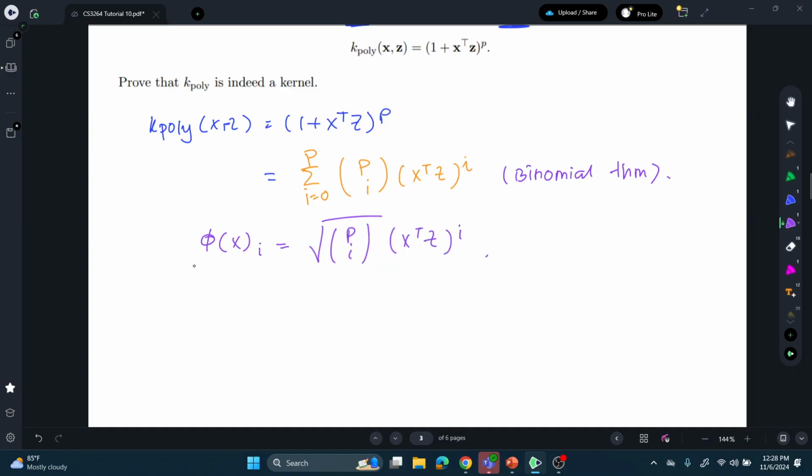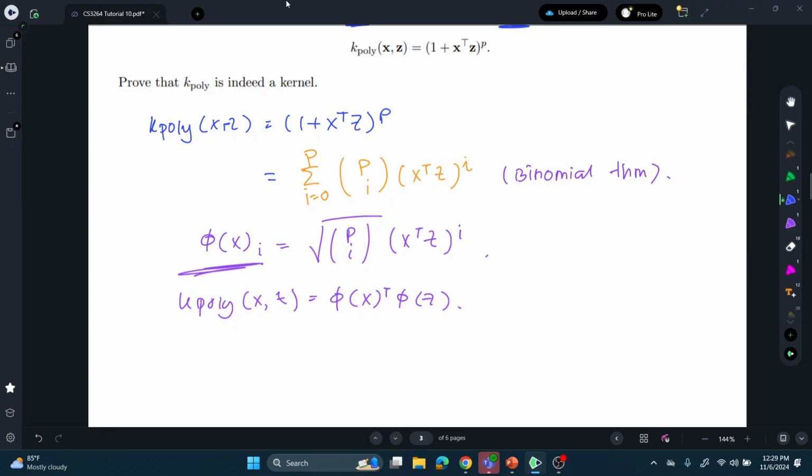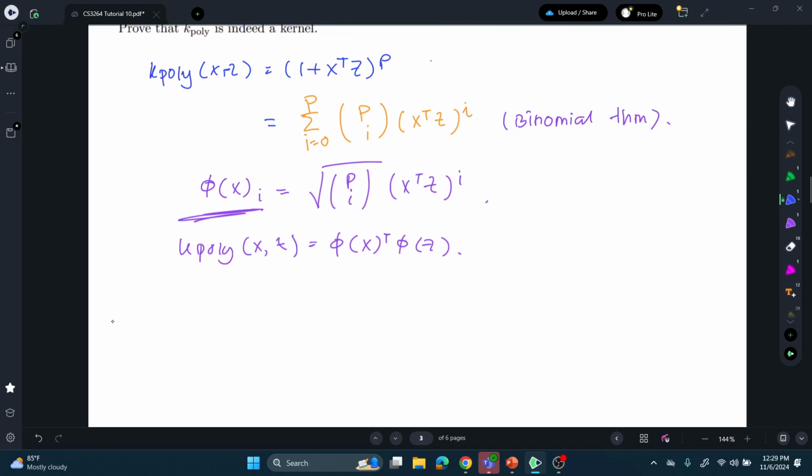Okay, so now I already constructed a kernel mapping. Then I can say that this K poly of x and z is just basically phi x transpose phi z. Then by definition, this is a kernel. Questions? So this is the first method, using the actual kernel definition. But in most cases, it might be a bit hard to deconstruct this part, right? So then we go to the second solution.